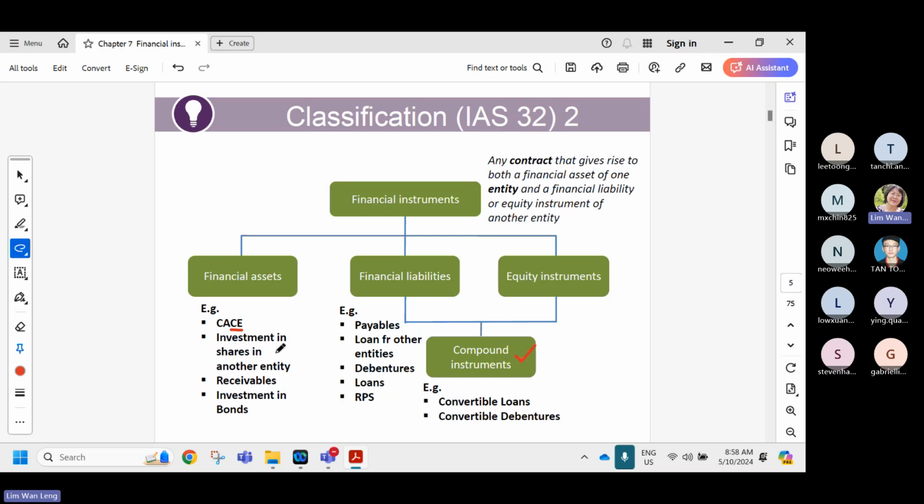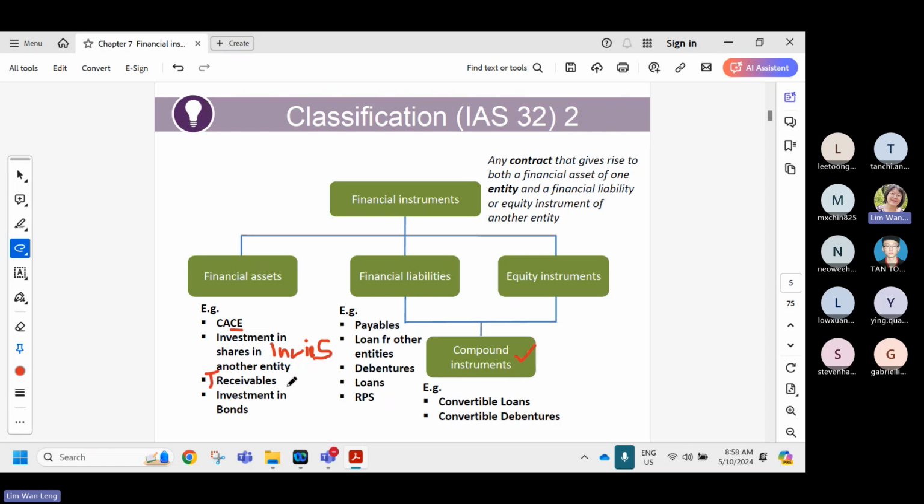Then you have investment in shares in another entity. Like what I mentioned just now, you may have investment in subsidiary, investment in associate. Whatever these are, they are part of your financial assets. Receivables, you may have trade receivables, you may have other receivables.